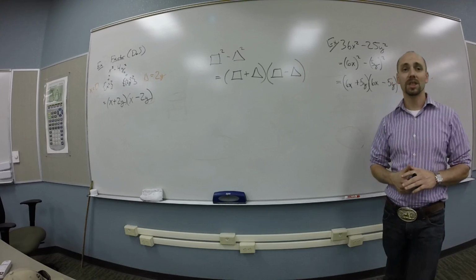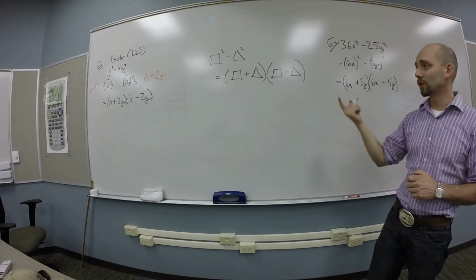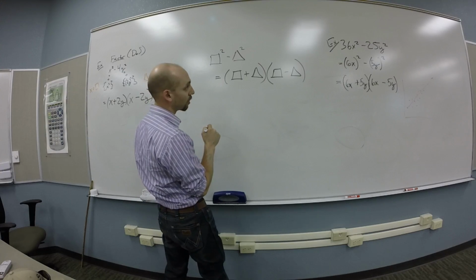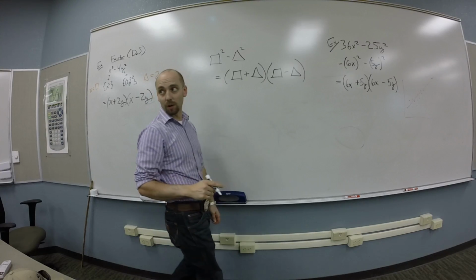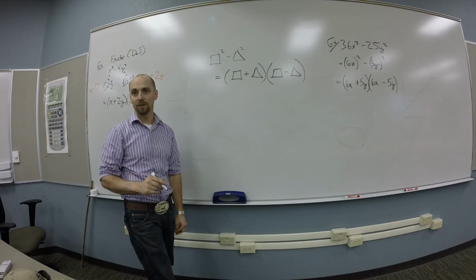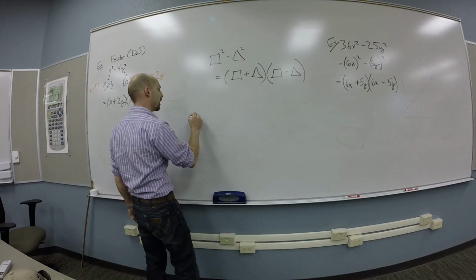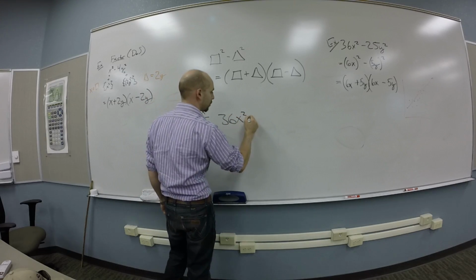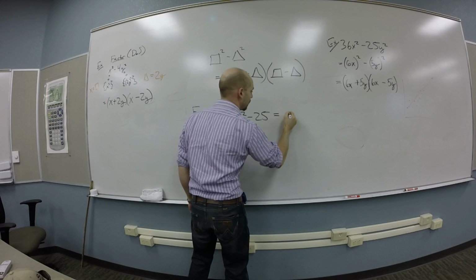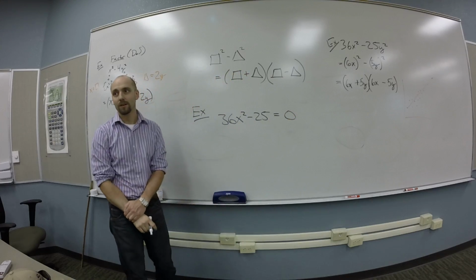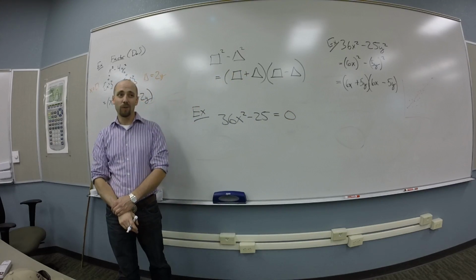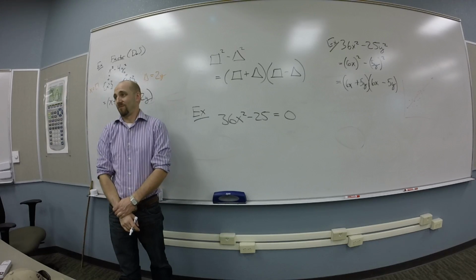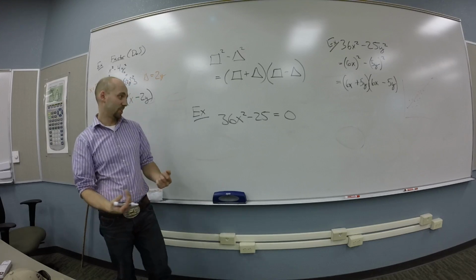Same with difference of squares, right? If I've got a difference of squares set equal to 0, like this guy, these aren't great examples because these have both x's and y's in them, right? But if I had something like 36x squared minus 25 is equal to 0, can I use the quadratic formula on this? Sure.